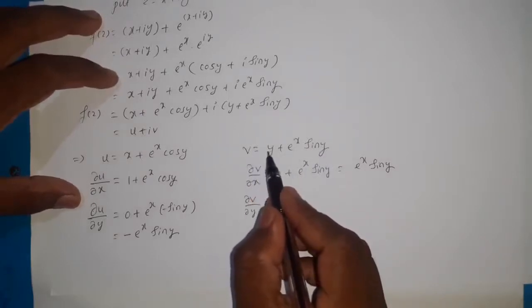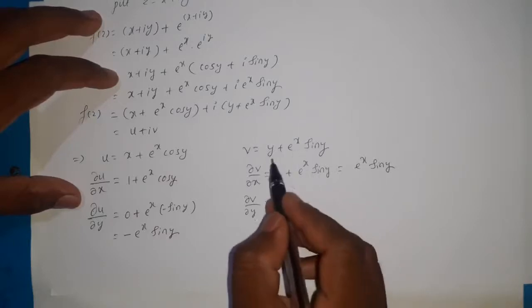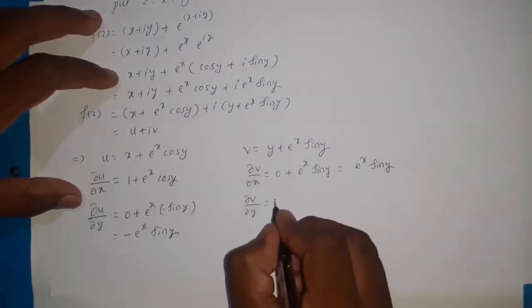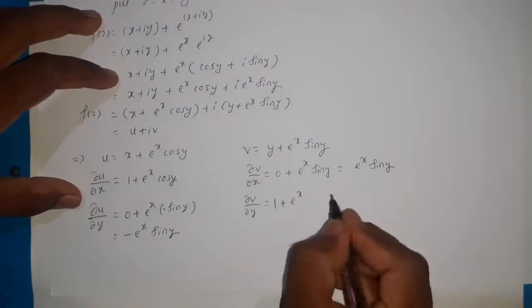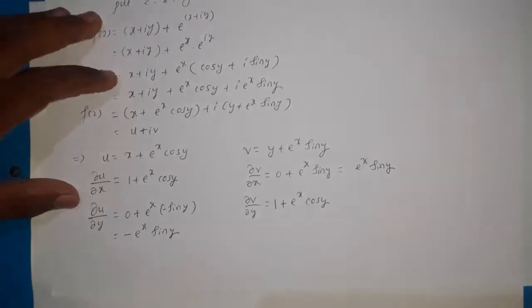Now, differentiate v with respect to y, treating x as constant. So, differentiation of y with respect to y is 1 plus e power x is constant as it is, then differentiation of sin y is cos y.